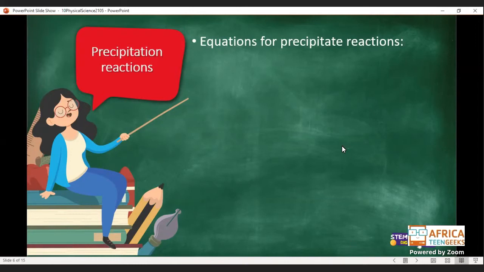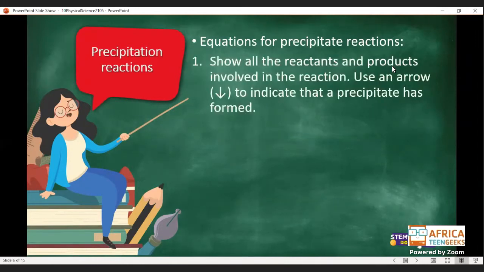Okay, so the first one is we show all the reactants and the products, and then we use a downward arrow to indicate that a precipitate has formed. Okay, so next to the thing that is the precipitate, we make a little downward arrow to show that that thing is the solid. Does anyone want to take a guess? What else can we do to show that that compound is a solid? Think about the state symbols that we've been using.